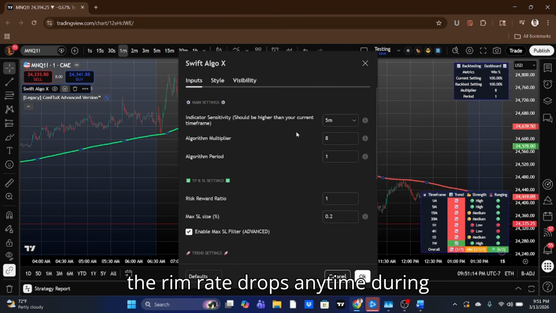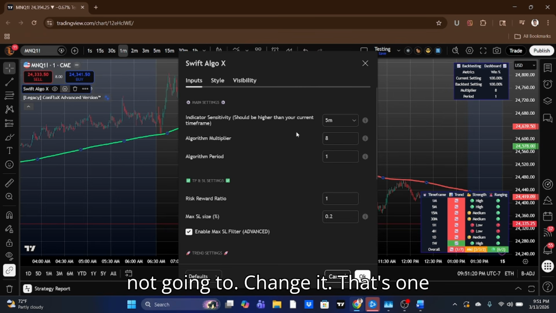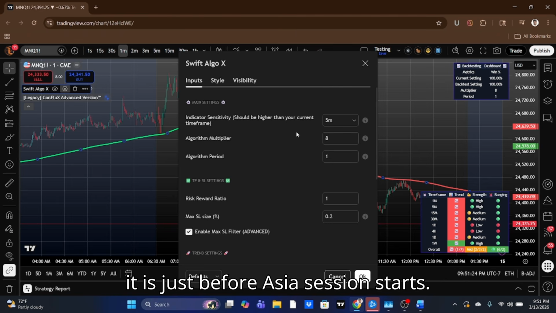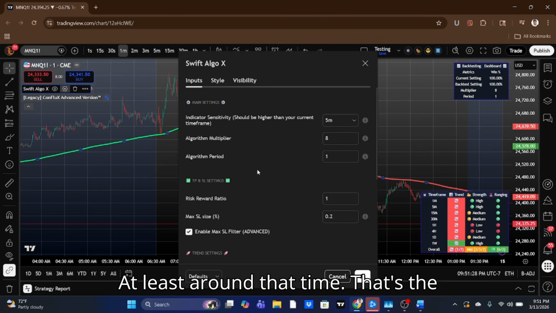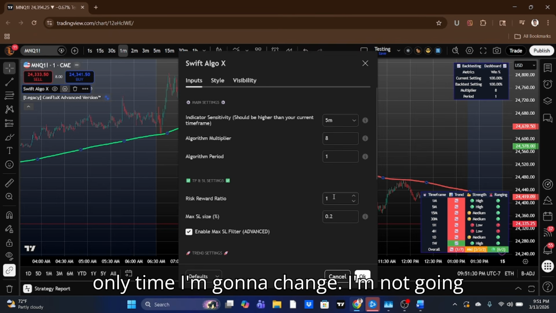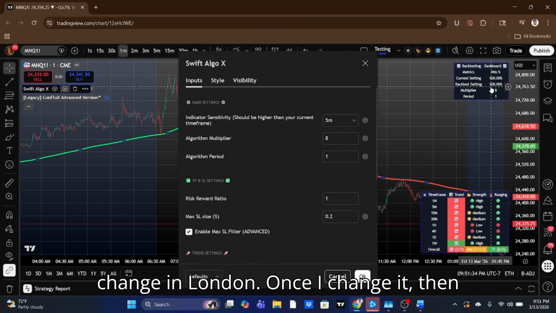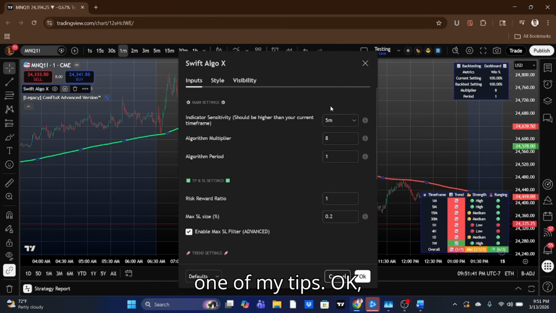If the win rate drops anytime during the Asia session or London, I'm not going to change it. That's one of my rules. The only time I'm changing it is just before Asia session starts, at least around that time. I'm not going to change it in Asia. I'm not going to change it in London. Once I change it, then it's locked until the next day. Okay? That's one of my tips.